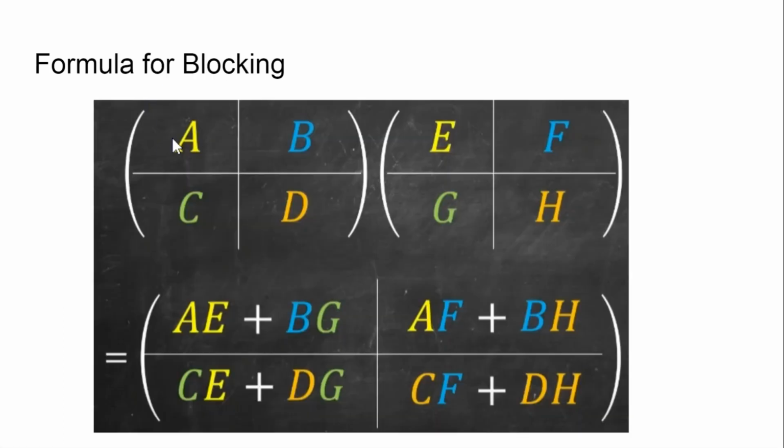Okay, so this is the format for our blocking. We will divide each matrix into 4 groups. Matrix A has groups A, B, C, and D. Matrix B has groups E, F, G, and H. And then matrix C will be the sum of the products AE plus BG, and then the next section will be AF plus BH, and so on.